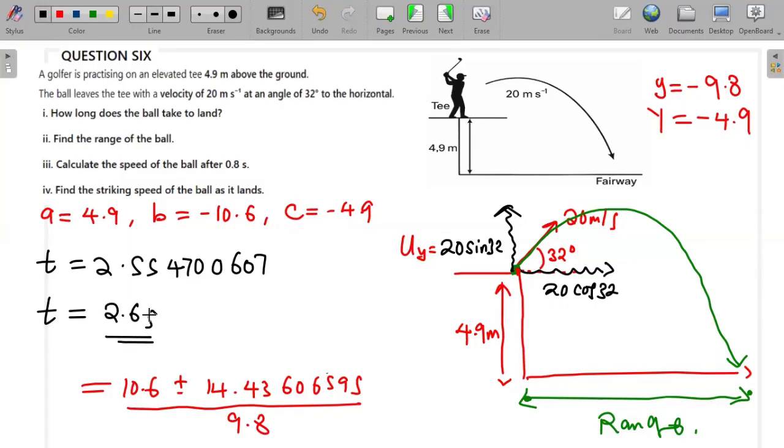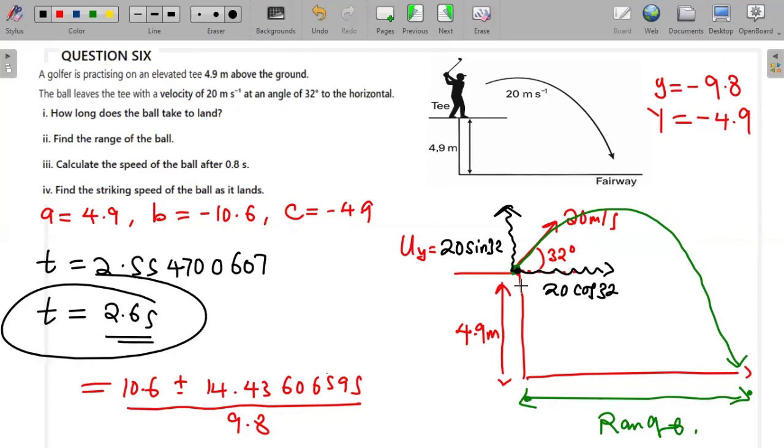So this is the time of the flight, or how long the boat takes to reach the land. From this point here, as it goes all the way in the trajectory like this, all the way up to this point, it takes this time.